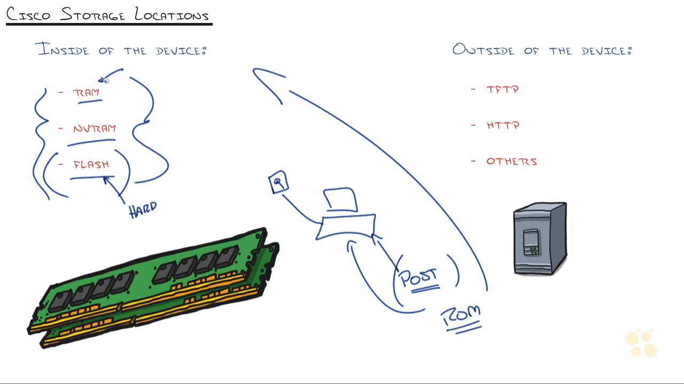RAM, right? The beauty of RAM is its speed. That's why every computer has gigs and gigs of RAM nowadays, because when the operating system boots, it moves from this relatively slow storage medium, flash in this case, into a high speed medium.